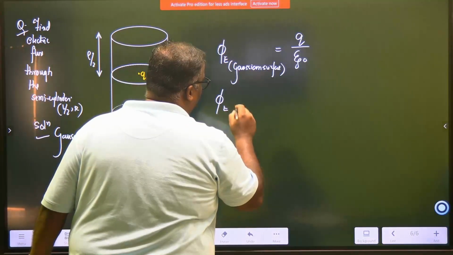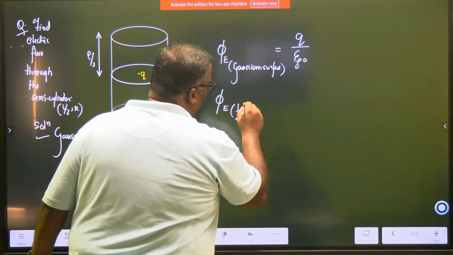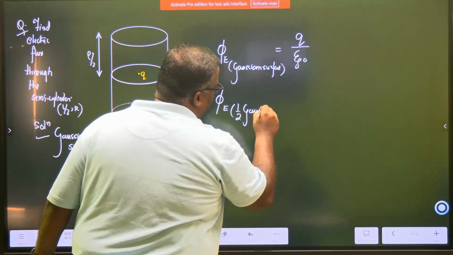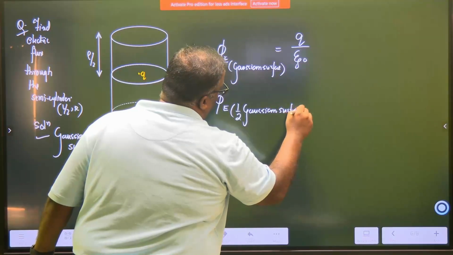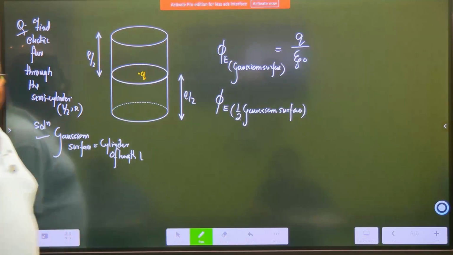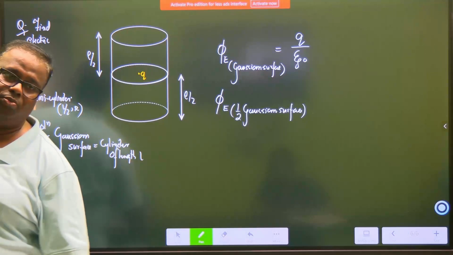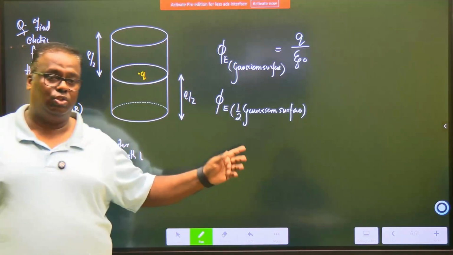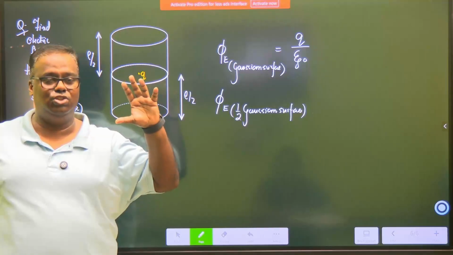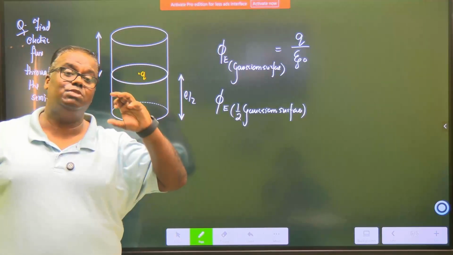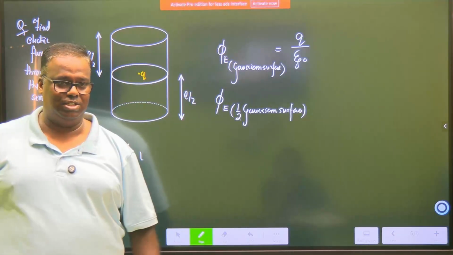Phi E through half the Gaussian surface. Now children, you can understand the symmetry pattern. Are you getting it, what we are trying to address here? The flux will always be symmetric. The Gaussian surface is assumed such that the flux is always symmetric throughout the Gaussian surface.